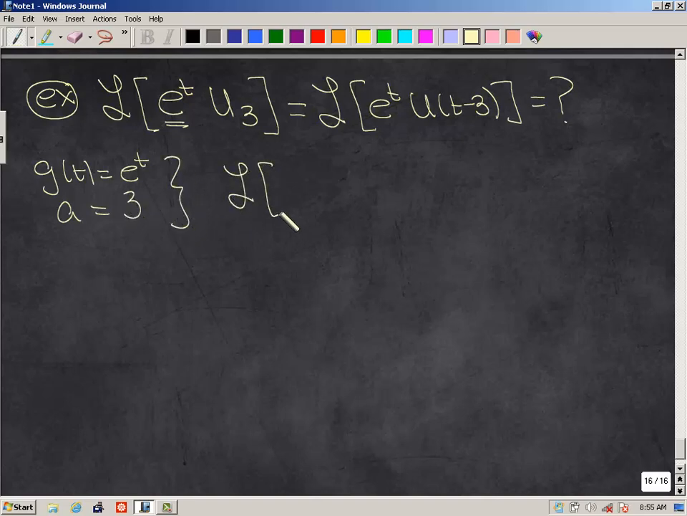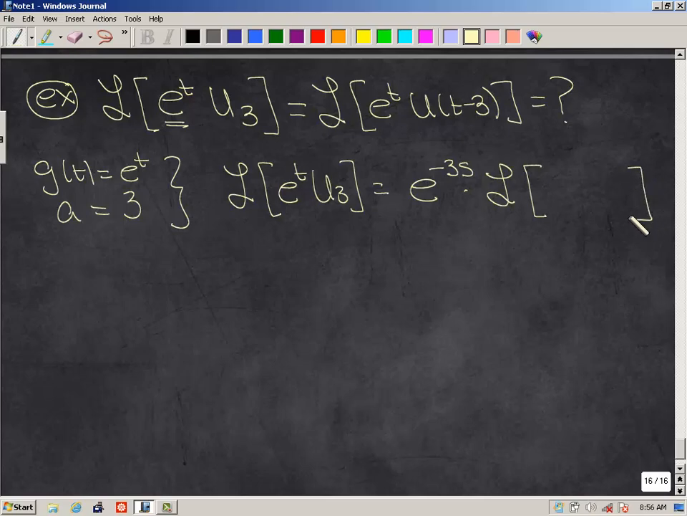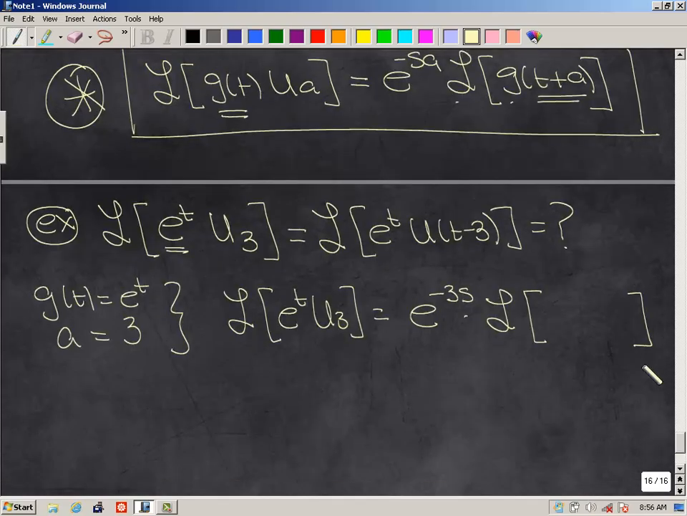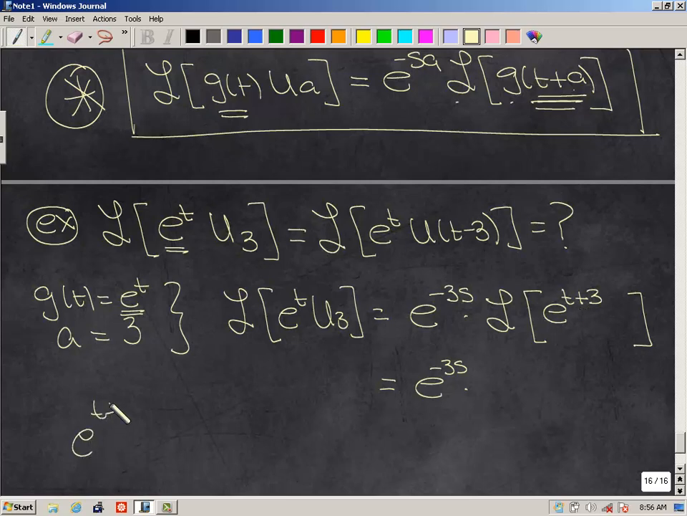So I get the Laplace of e to the t times u of 3 is going to be e to the minus sa, a is 3, so it'll be 3s, times the Laplace of the function g shifted as follows. So instead of t, we have t plus a. So I'm going to write it as e to the t plus a, and we take the Laplace of that. We get e to the minus 3s times, by the way, what is this? You have e to the t plus 3. Isn't that the same as e to the t times e to the 3?